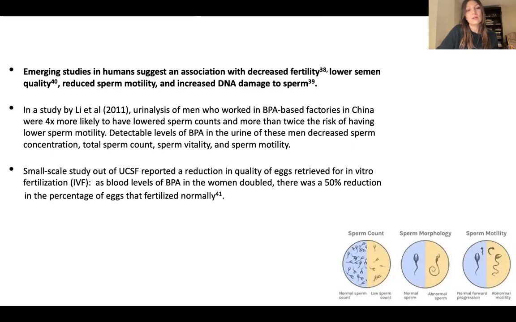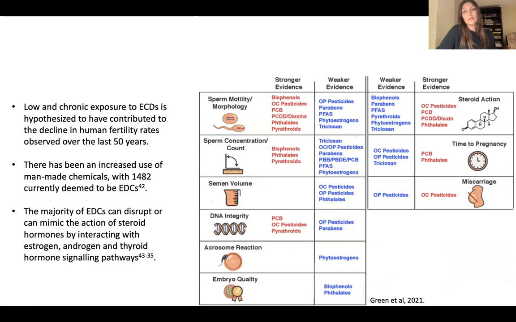A small-scale study out of UCSF reported a reduction in the quality of eggs retrieved for in vitro fertilization. As blood levels of BPA in the women in the study doubled, there was a 50% reduction in the percentage of eggs that were able to fertilize normally. So BPA is at the forefront of research when it comes to fertility and looking at the impact of endocrine disrupting chemicals on fertility. This is just another diagram of some other examples showing different endocrine disruptors that have impacted different parameters, including semen volume, sperm concentrations and counts, embryo quality, time to pregnancy, miscarriage.